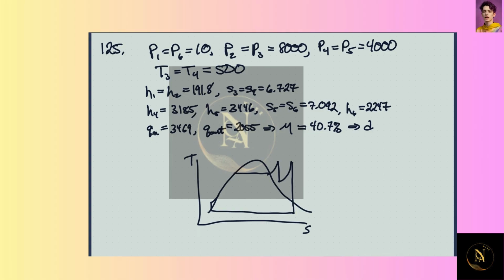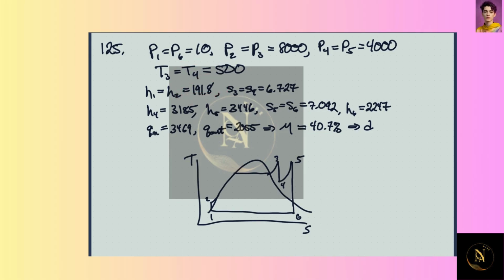So pressure down here at 6 and at 1, 2, 3, 4, 5, 10 kilopascals down here. Up here it's at 8 megapascals, and here it's at 4 megapascals. We know the temperature up here is 500 degrees C. So we're going to ignore the work in the pump. So we have H1 and H2 are roughly the same. We know it's a saturated liquid at 10 kilopascals, so we can get the enthalpy.